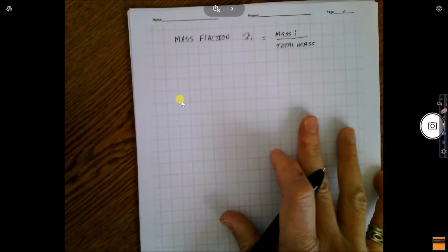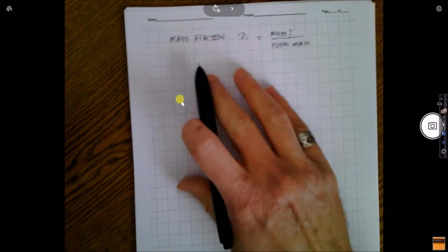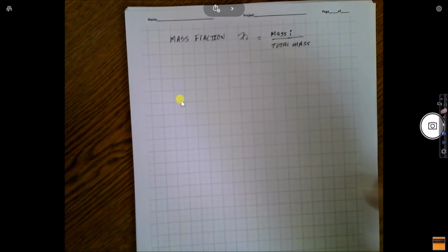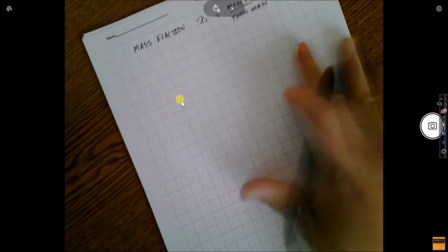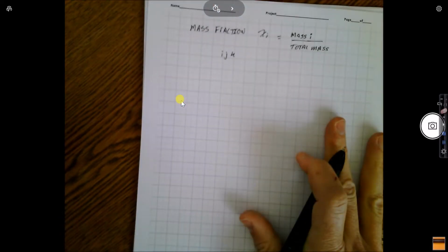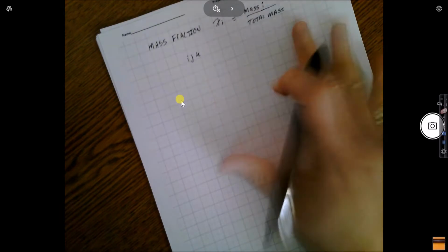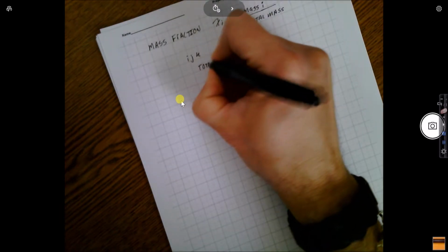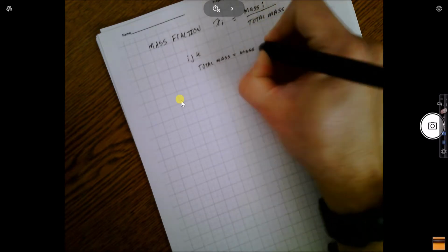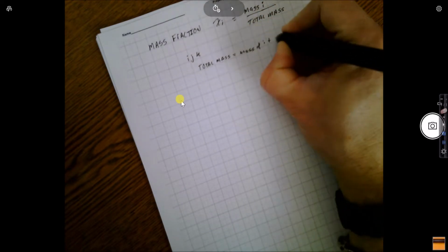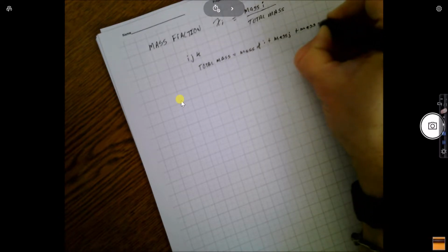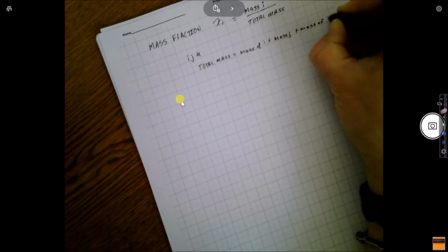So let me tilt the paper a tad so you can see it a little better. Mass fraction x sub i is the mass of a species i over the total mass. This assumes that you have species i, j, k. So the total mass is the mass of i plus the mass of j plus the mass of k.